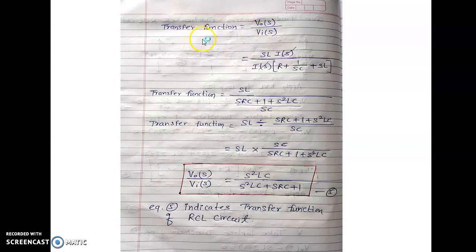So the transfer function is the ratio of the Laplace transform of the output to the Laplace transform of the input. So we are taking the ratio of the Laplace transform of the output voltage divided by the Laplace transform of the input voltage, and after solving this term, we finally get the answer S square LC divided by S square LC plus SRC plus 1. So this is indicating the transfer function of the RCL circuit.